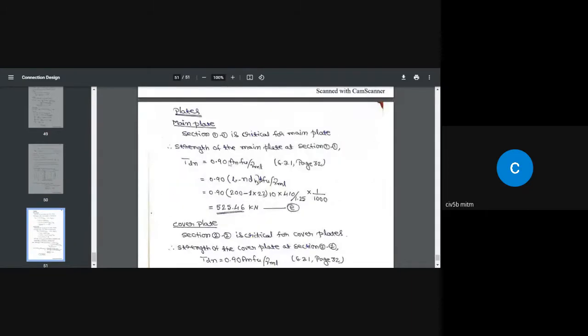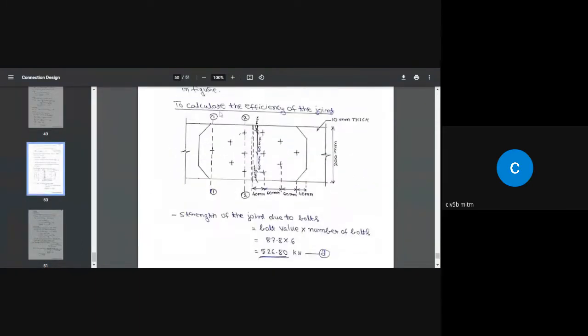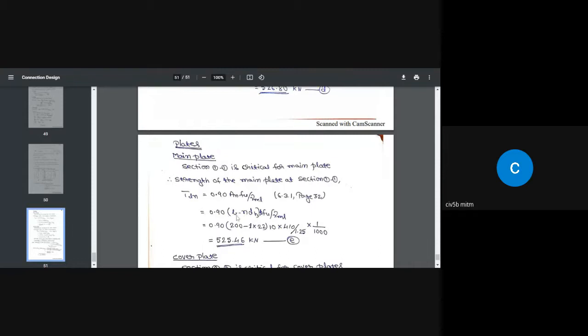So for the main plate, section 1-1 is critical. What is the tensile strength of the main plate? That is 0.90 An Fu divided by gamma m1, as per 6.3.1, page 32 of the code book. If you consider this line, there is only one bolt hole. So to get the net width of the plate, take the total width minus the diameter of the bolt hole. So if you look here, 200 is the width of the plate, minus n, the number of bolts that section 1-1 cuts. It cuts only one bolt. Dh is the diameter of the bolt hole.